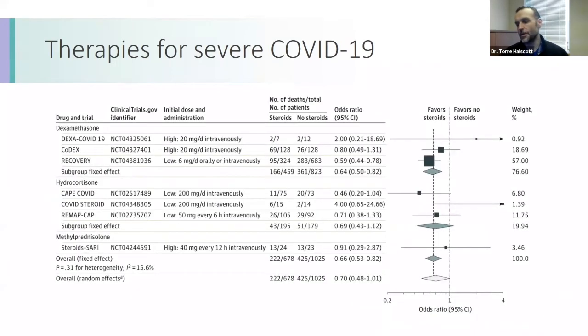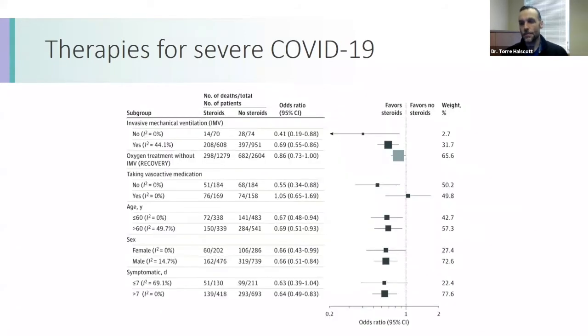And here we have a forest plot looking at that. You can see dexamethasone is at the top. The recovery trial is driving most of the weighting for that subgroup fixed effect. And then you have hydrocortisone and methylprednisone below, which are smaller studies and less numerous. But overall, there's a benefit apparently for steroids, and dexamethasone is the driver of that in these meta-analyses.